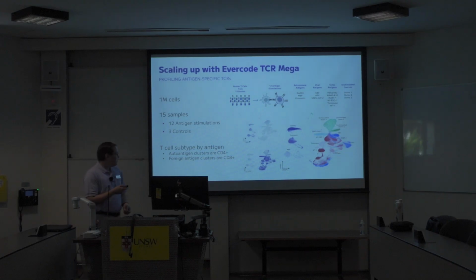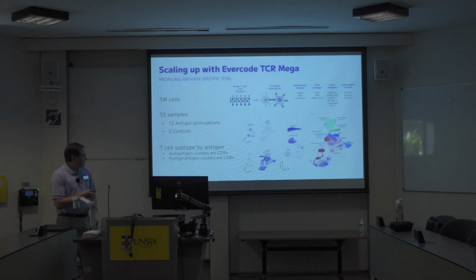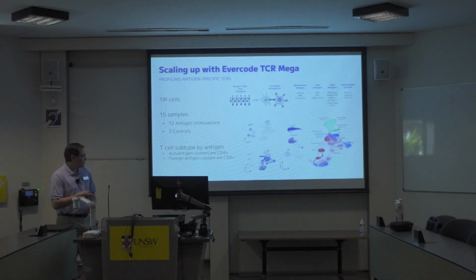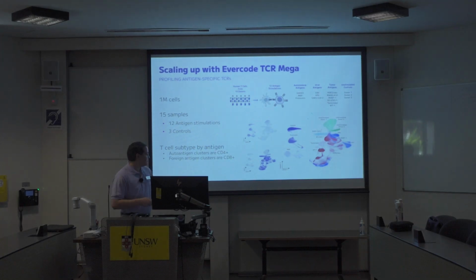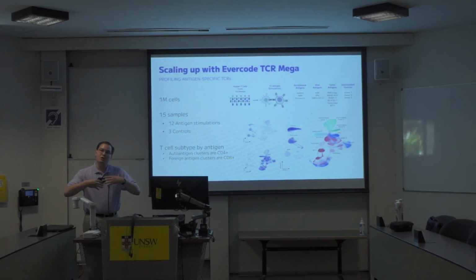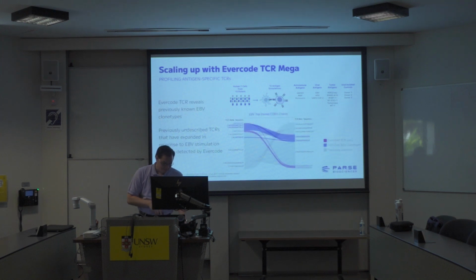We saw very high specificity. Autoantigen clusters are clearly CD4 positive. Foreign antigen clusters are CD8 positive. And you can see, because of the lower ambient RNA, you don't have a lot of crosstalk or spurious expression of CD4, CD8, et cetera. So you can be more confident that the cells are indeed what they are, and the receptors are truly from the cell types of interest.